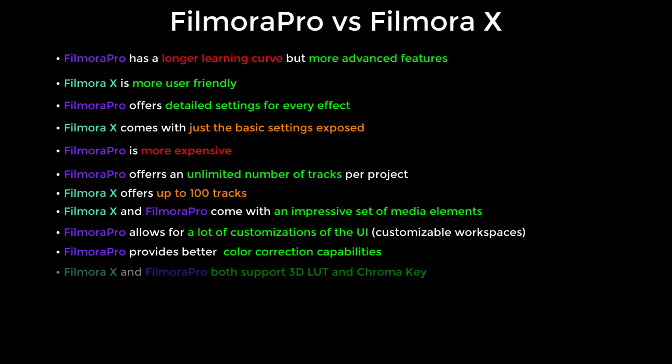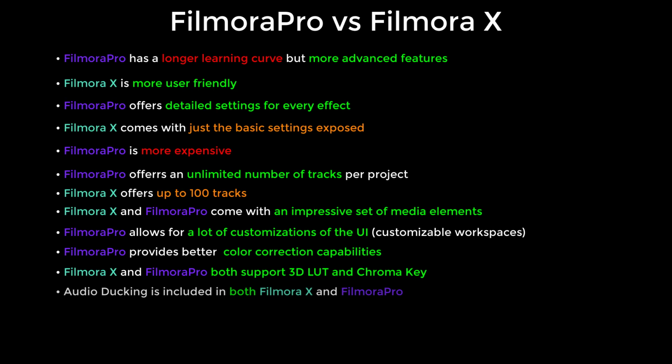3D LUT feature is fortunately included in both Filmora versions. The same is true for the chroma key feature. The automatic audio synchronization feature, or audio ducking, was previously only available in Filmora Pro. Starting from version 10, it is also included in the basic Filmora edition.